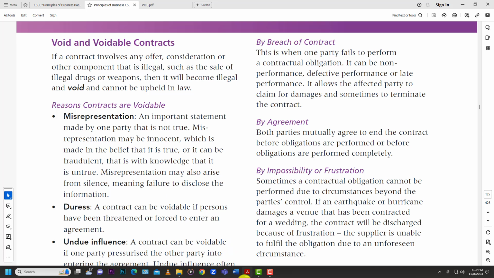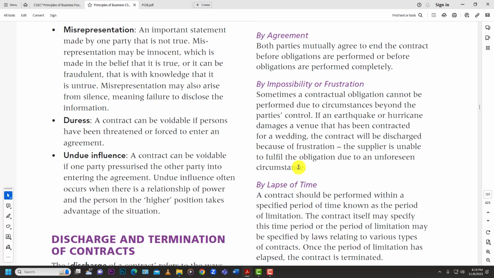And then we have by agreement. So both parties say, okay, let's agree to end this contract. Let's rip it up. And so both parties agree to end the contract before anything in the contract is carried out. So instead of anything being performed, they say, okay, both of us come together and we rip up this contract, we move on from here, and that's by agreement.